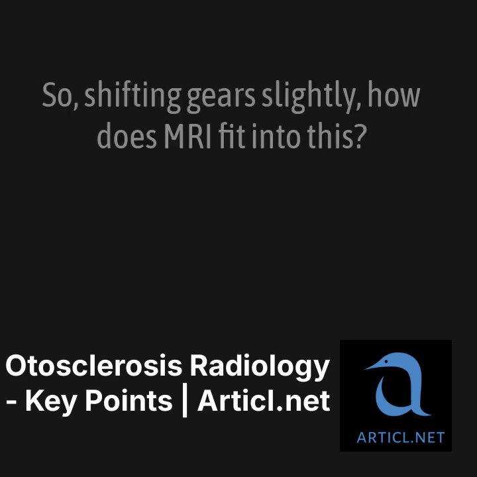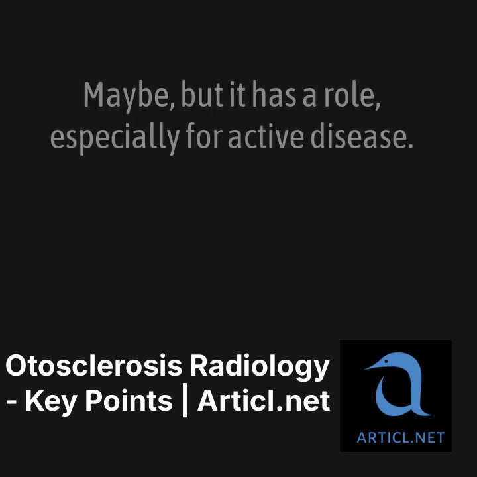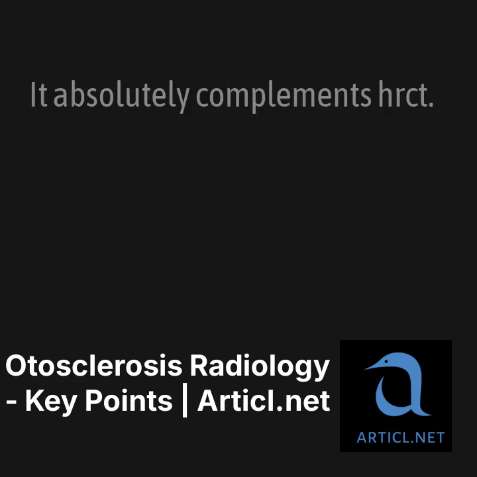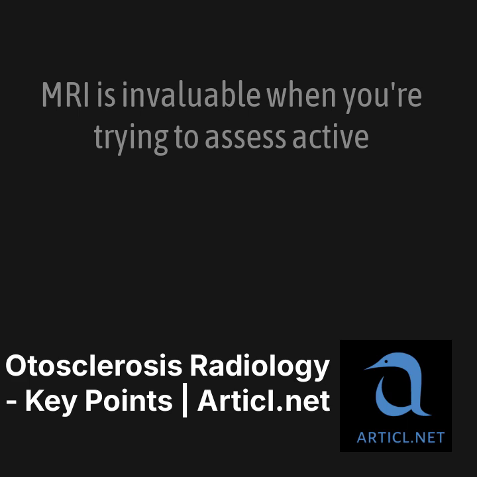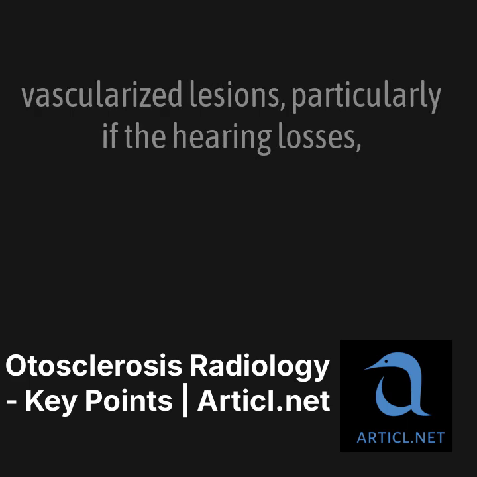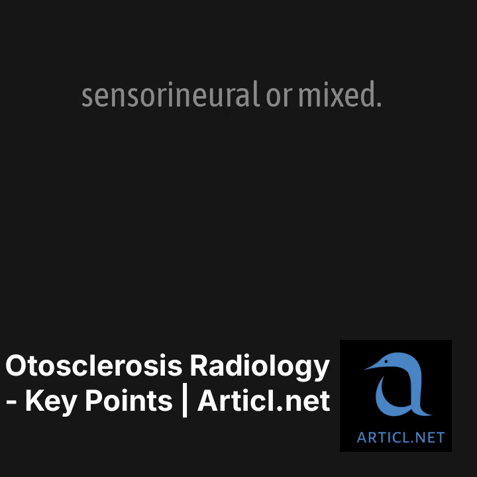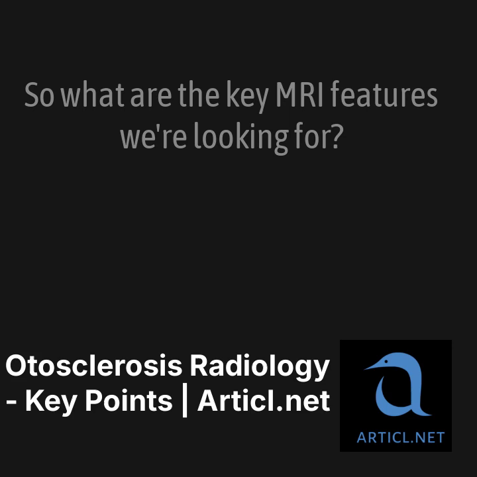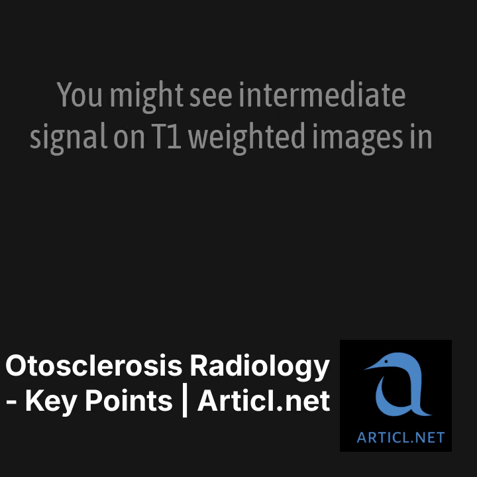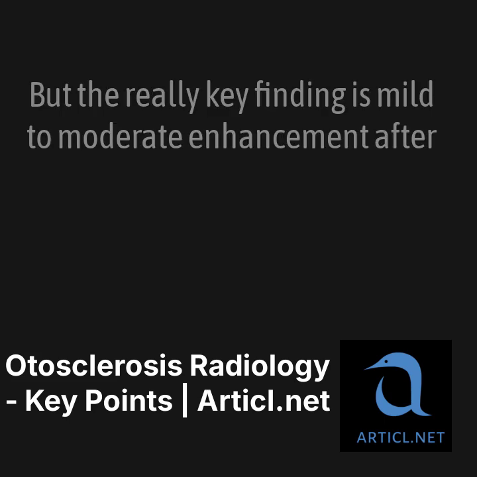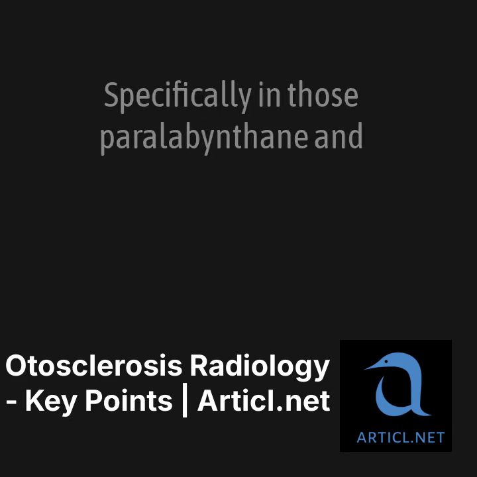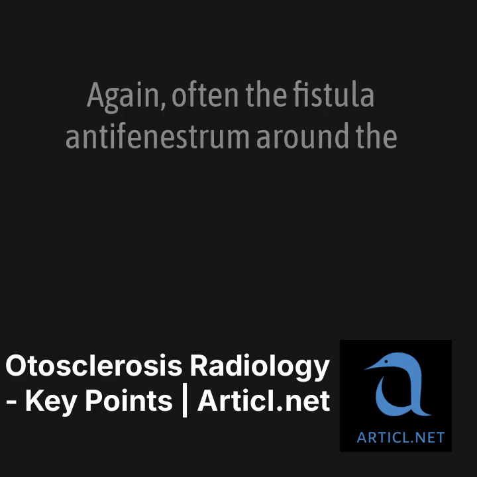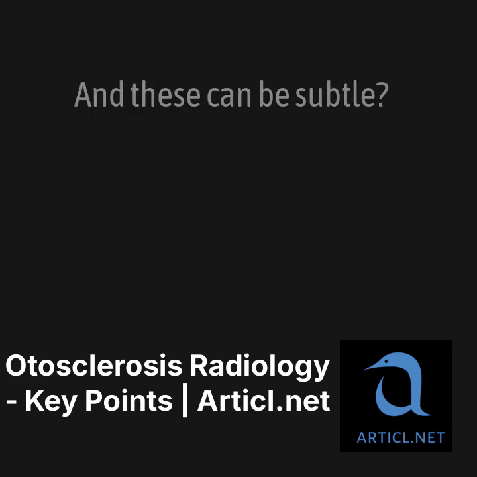Makes perfect sense. So shifting gears slightly, how does MRI fit into this? We use it less often maybe, but it has a role, especially for active disease. It absolutely complements HRCT. MRI is invaluable when you're trying to assess active vascularized lesions, particularly if the hearing loss is sensorineural or mixed. So what are the key MRI features we're looking for? You might see intermediate signal on T1 weighted images in the affected areas. But the really key finding is mild to moderate enhancement after gadolinium contrast. Where specifically? In those paralabyrinthine and paracochlear regions again, off of the fissula ante fenestram, around the cochlea where you might see the HRCT changes. And these can be subtle.